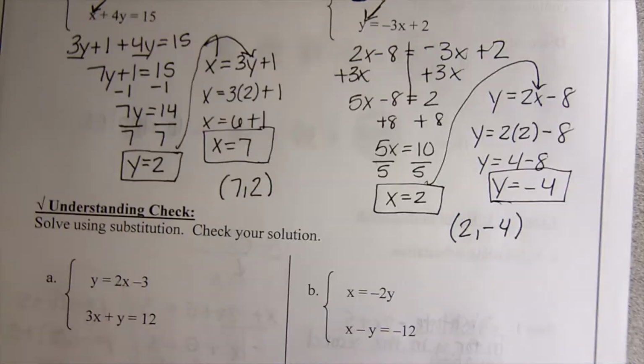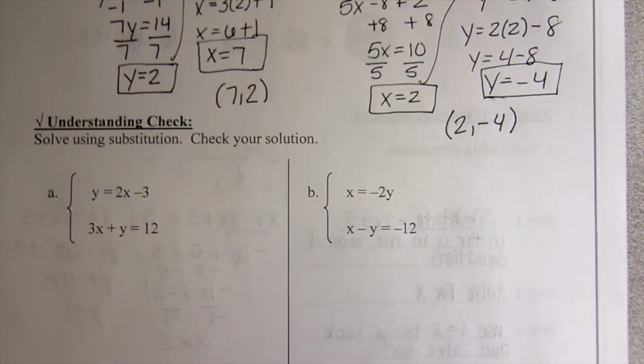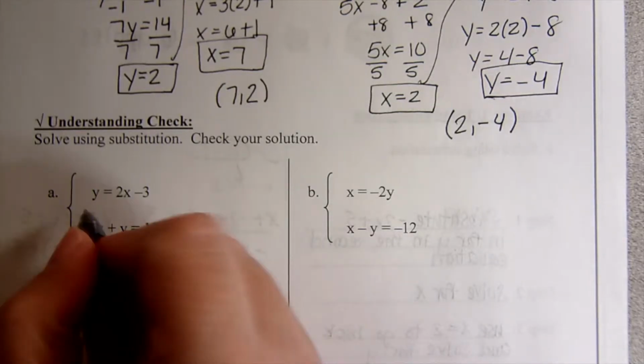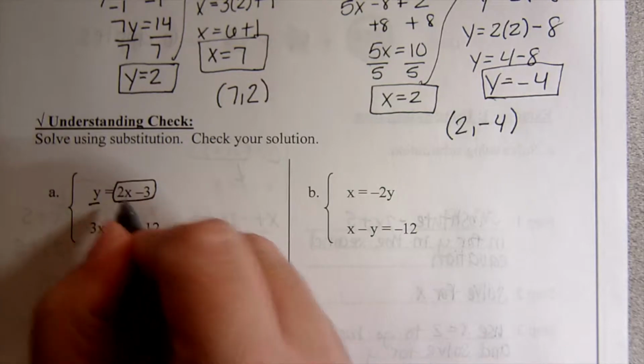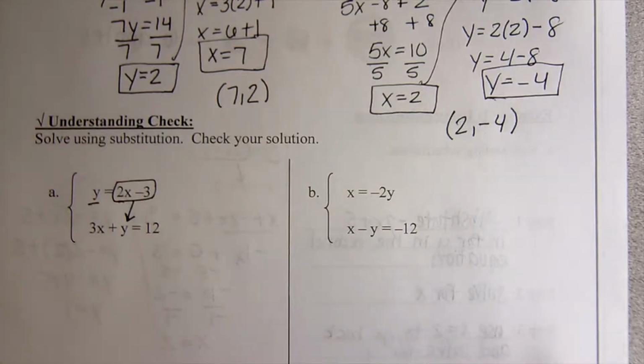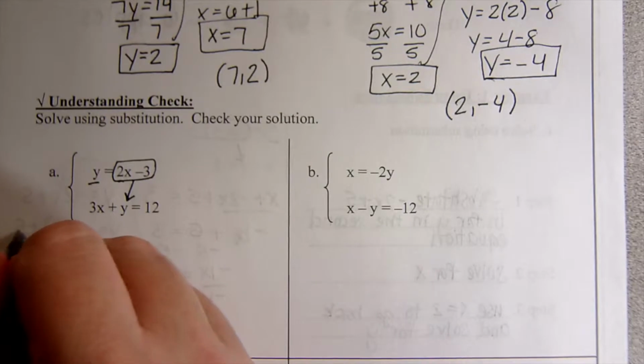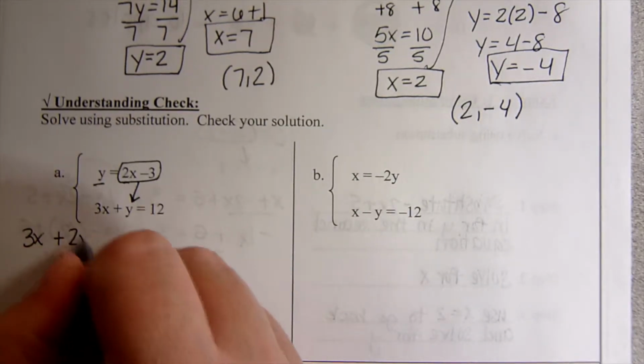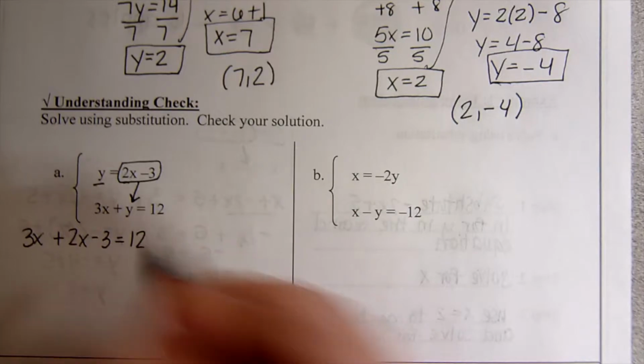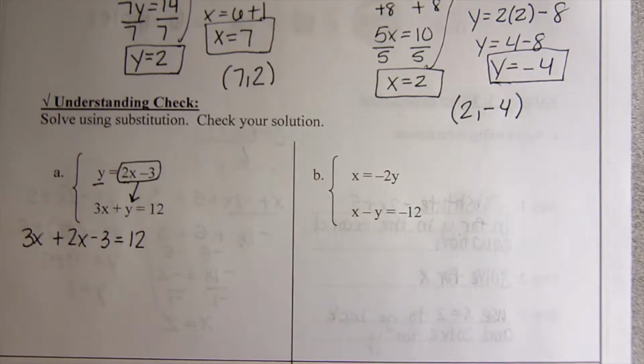So try the understanding check at the bottom. Let's check this first one to make sure y'all are on the right track. For A, what are we doing? So we're substituting 2x minus 3 in for y. Y is now known as 2x minus 3. So we're replacing the y in the second equation with 2x minus 3. So 3x plus 2x minus 3 equals 12. Does it matter what order you put them in, like 2x minus 3 plus 3x equals 12? Yeah, that's fine.